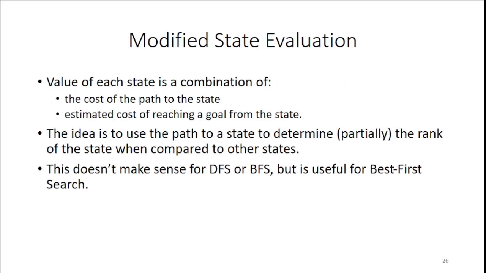So what is the modified state evaluation? The value of each state is a combination of two things. The first one is the cost of the path to the current state, and the second is the estimated cost of reaching a goal from the current state. This does not make any sense for DFS or BFS, but it is useful for best first search.